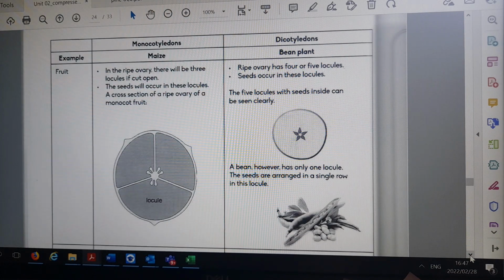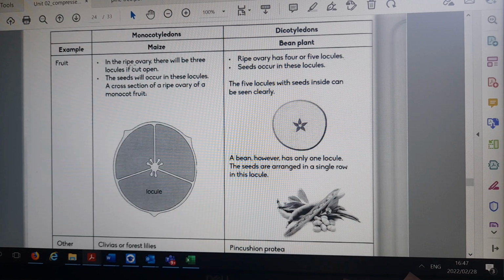And we look at the fruit for each. The fruit is in the ripe ovary. There will be 3 locules if cut open. These seeds will occur in the locules, a cross section of a ripe ovary, a monocot fruit. Okay, and then the bean plant ripe ovary has 4 or 5 locules. Seeds occur in these locules. The 5 locules with seeds inside can be seen clearly. A bean, however, has only 1 locule. The seeds are arranged in a single row.